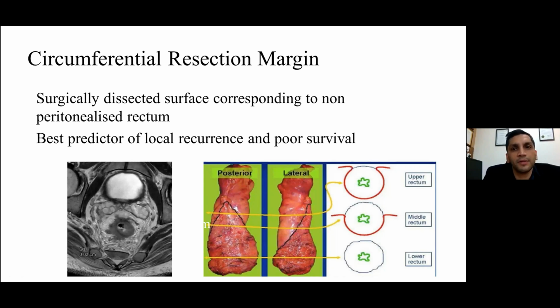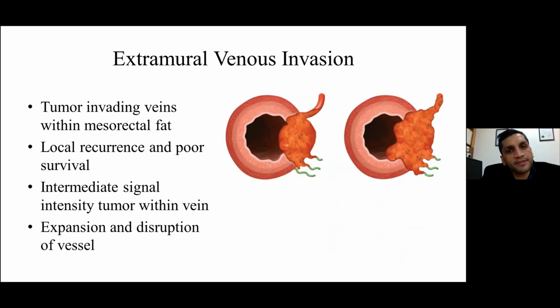involvement of mesorectal fascia. Extramural venous invasion is another important thing, and that signifies a poor prognostic factor for such patients. It is basically nothing but tumor invading veins within the mesorectal fat, and it has an important factor that it leads to increased local recurrence and poor survival. However, it has an intermediate signal intensity of tumor within the vein, and generally causes expansion and disruption of the vessel.